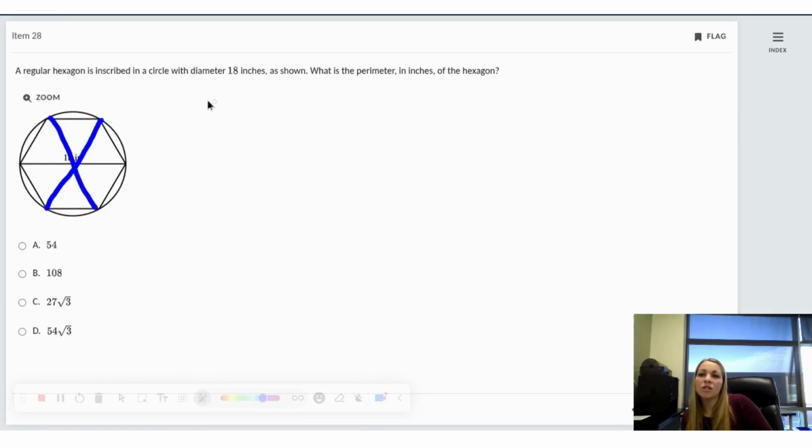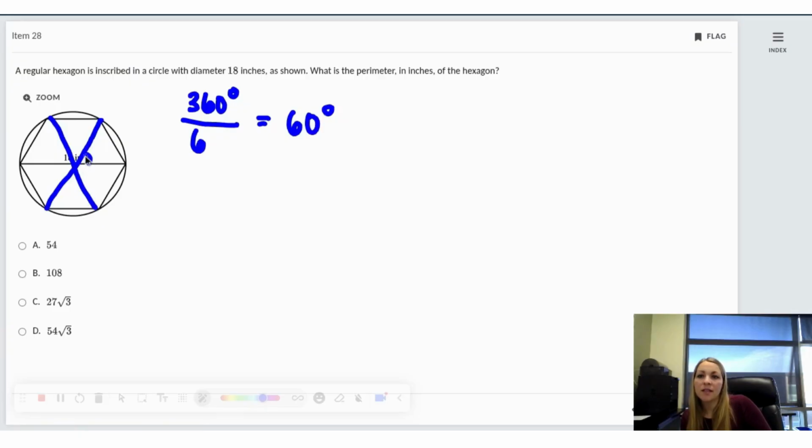Now we know that in a circle there are 360 degrees. And so if I want to figure out what this central angle is going to be, I'm going to take the 360 degrees and divide it by 6 because there are 6 triangles in there. So 360 divided by 6 is 60 degrees. So all of these triangles have a central angle of 60 degrees.